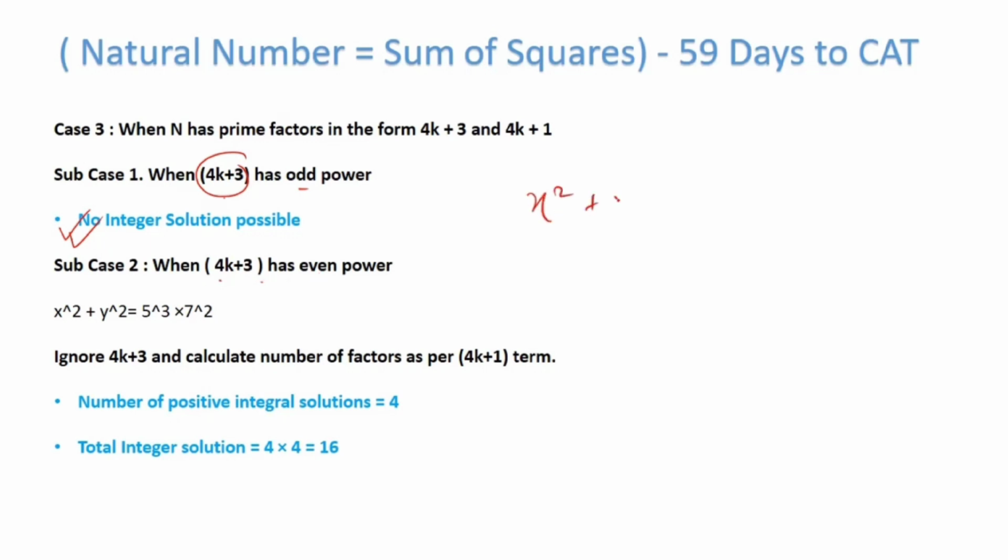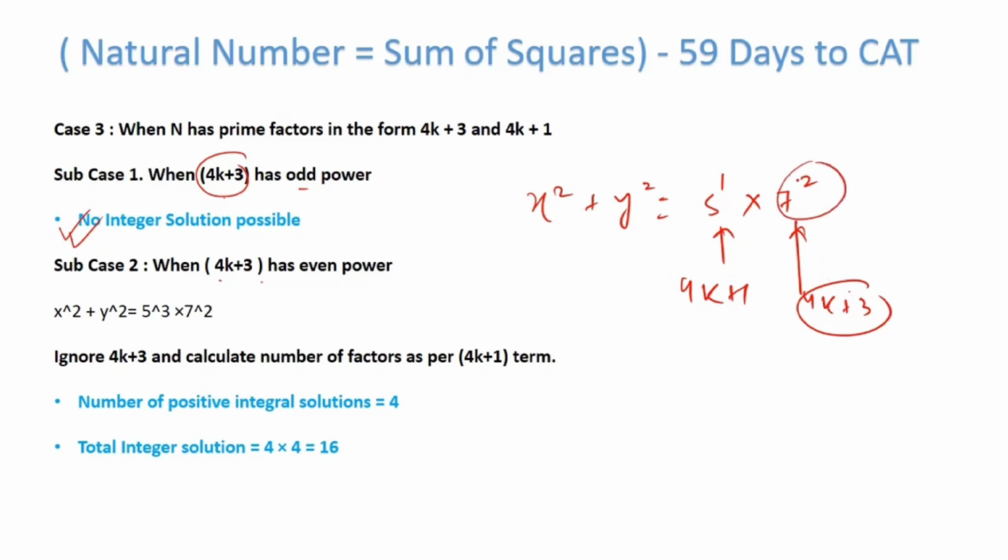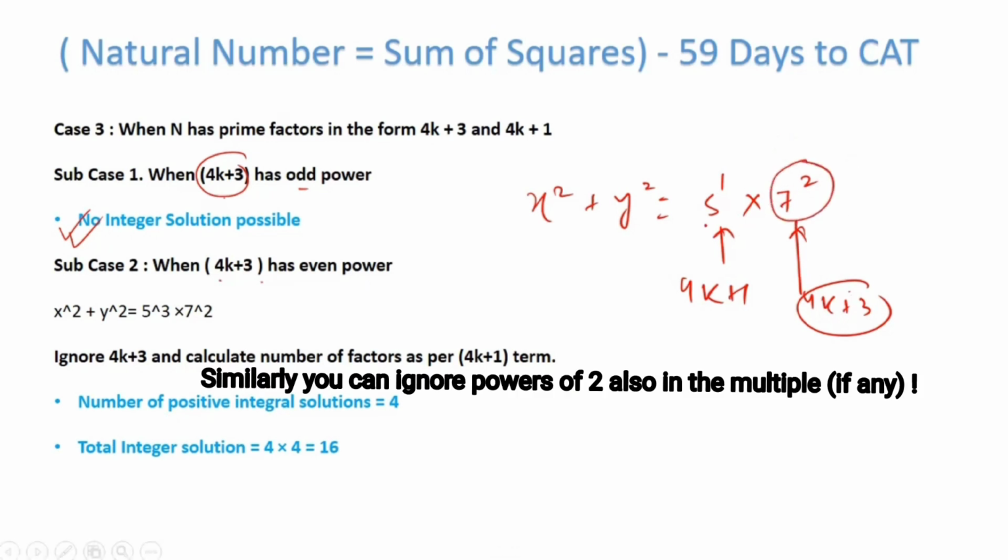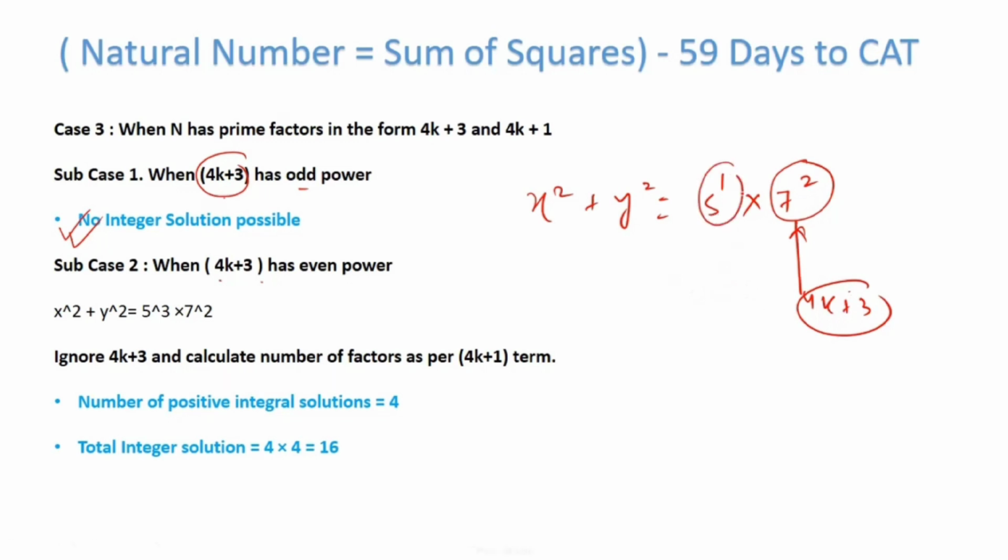Let's take another example. x square plus y square is equal to 5 to the power 3 into 7 to the power 2. Let me take a very simpler one: 5 to the power 1 into 7 to the power 2. Now this is in 4k plus 1 form and this is in 4k plus 3 form. 4k plus 3 form is in even power. So this is good. We can get a solution from here. What you have to do is just ignore this 4k plus 3 number and calculate the number of factors from here. So what will be the number of factors here? Number of factors here is 2. So therefore number of positive integer solutions in this case is 2. And total integer solutions will be 2 into 4, that is equal to 8.